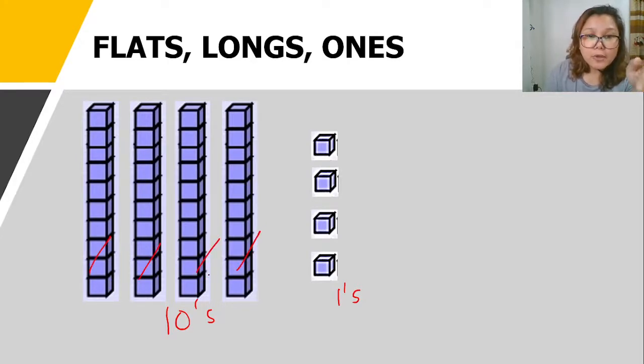So, bakit nilagyan ko ng guhit? Para hindi ako malito kung alin yung nabilang and then alin yung hindi pa. Okay, again, this is 10, 20, 30, 40. So, we're done with longs. You continue now with the ones. So, this is 40. Continue. 41, 42, 43, 44. So, this set, it presents 44.